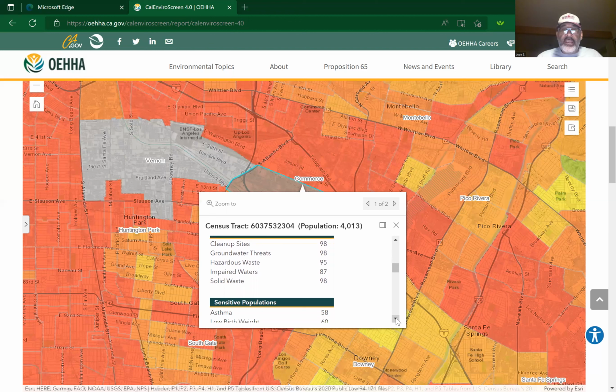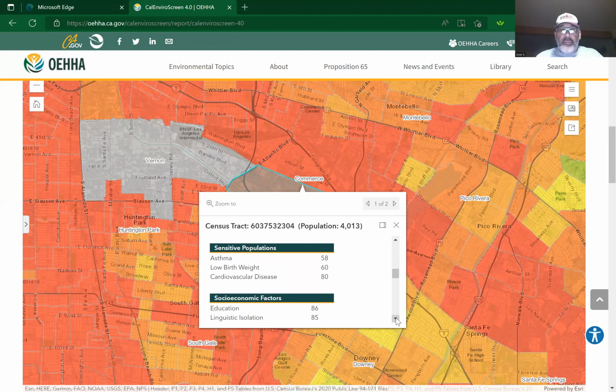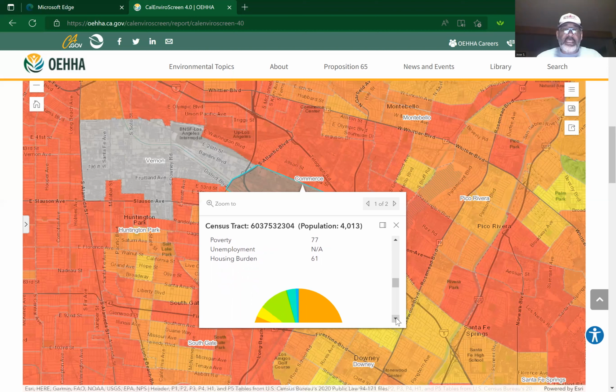Environmental effects: cleanup sites, groundwater threats, hazardous waste, impaired waters, and solid waste. It's all in a very high percentile, so it means that all these things are issues there. 80th percentile for cardiovascular disease. And then for education, it's in the 86, linguistic poverty.